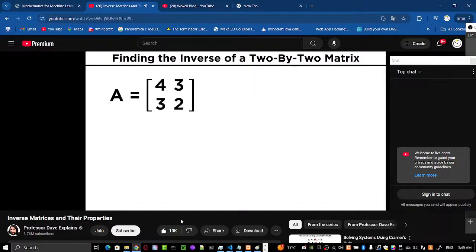How about a matrix with entries 4, 3, 3, 2? To get the inverse, we find 1 over the determinant, and the determinant is 8 minus 9. So here we have 1 over negative 1, and after that comes the 2 by 2 matrix with these two entries swapped and the signs of these two inverted. That gives us 2, negative 3, negative 3, 4. Incorporating this negative 1 out here is easy. That just gives us negative 2, 3, 3, negative 4. And that is the inverse of this original matrix.